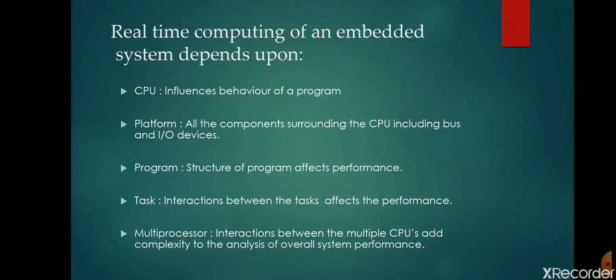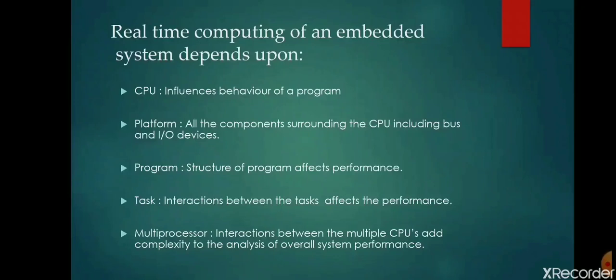Next one is program. When we write large programs, the CPU can only see a small window of the program at a time. So we must consider the structure of the entire program because it will affect the performance of the system. Next one is task. Several programs may be run at a time by a CPU, so it is said to be a multitasking system. These tasks may interact with each other in different ways, and this may also affect the performance.